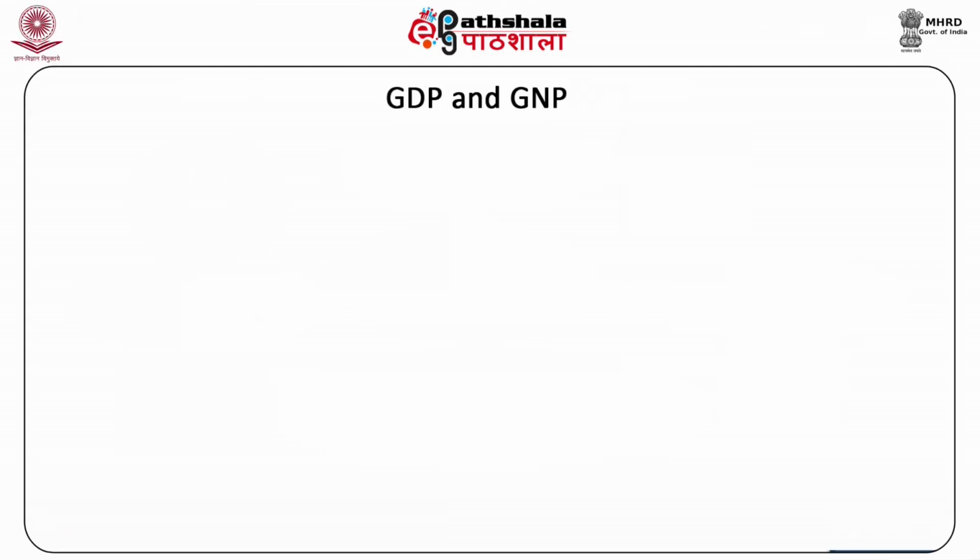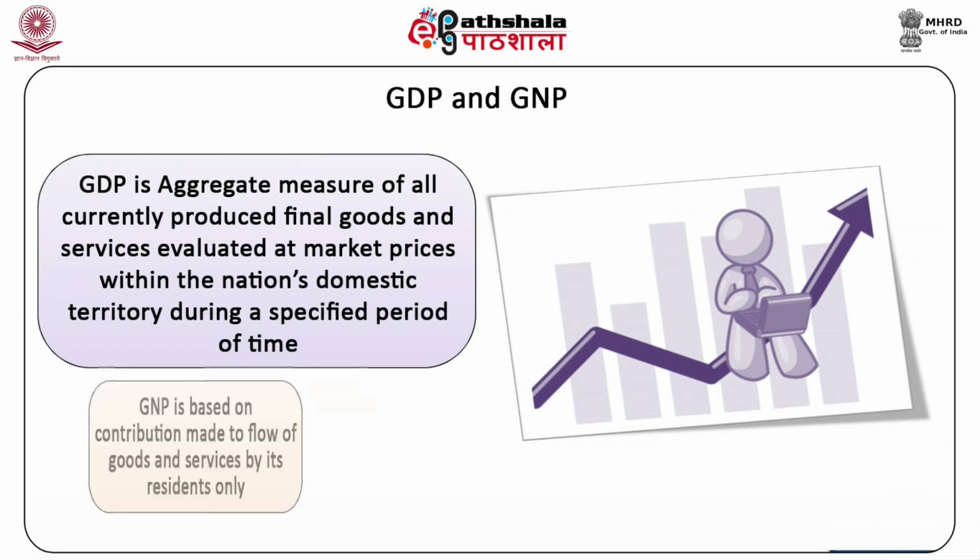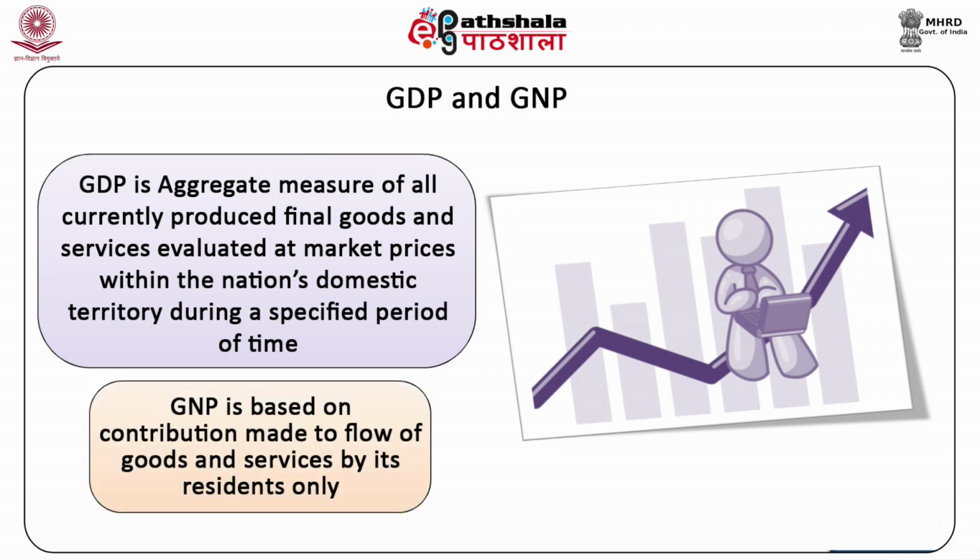Now let us define the terms GDP and GNP. GDP is the aggregate measure of all currently produced final goods and services evaluated at market prices within the nation's domestic territory during a specified period. GNP, on the other hand, is based on the contribution made to the flow of goods and services by its residents only. GNP includes income earned abroad by Indians but excludes income earned by foreign residents in India. In other words, GNP is GDP plus net factor income from abroad.